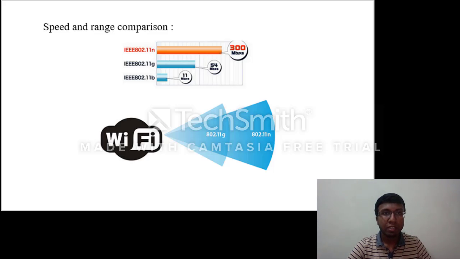This picture compares the speed and range of all the different standards: B, G, N. We can very well see that 802.11n is very fast and it covers more distance compared to B and G.